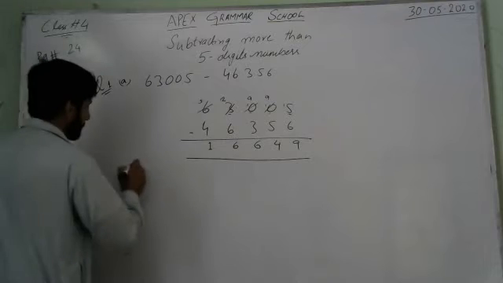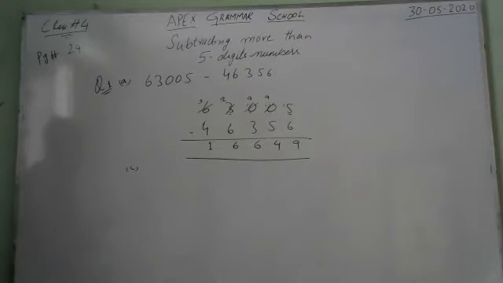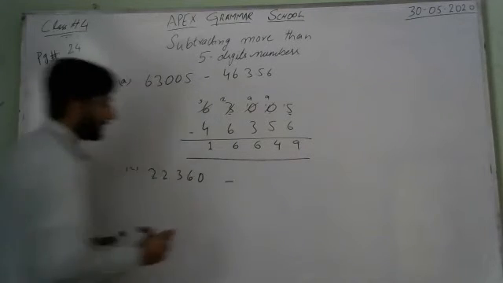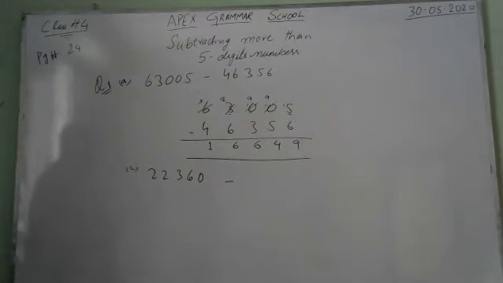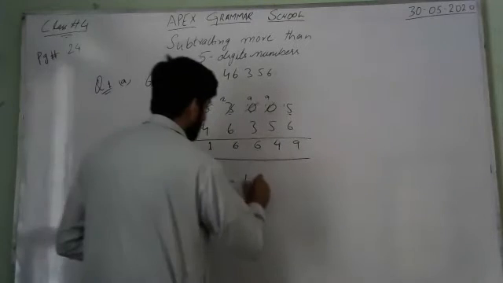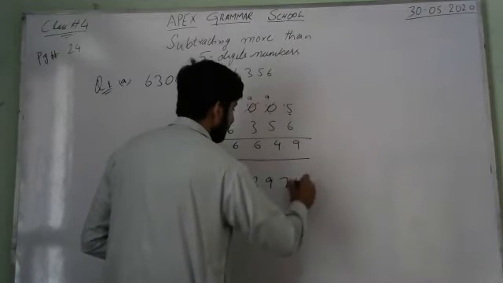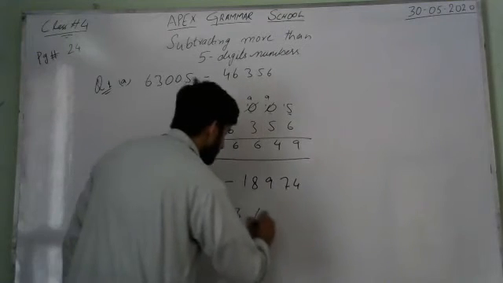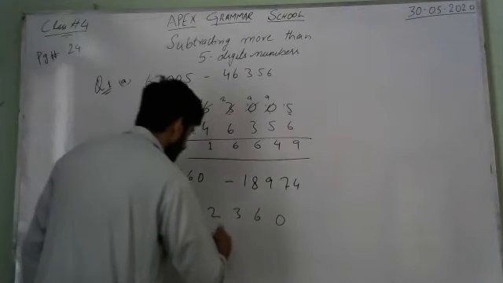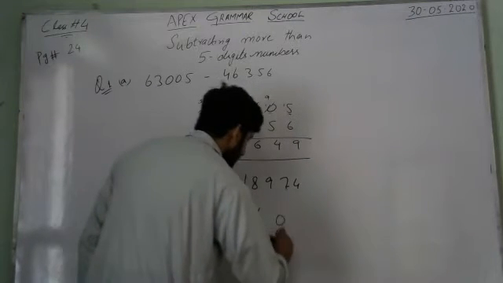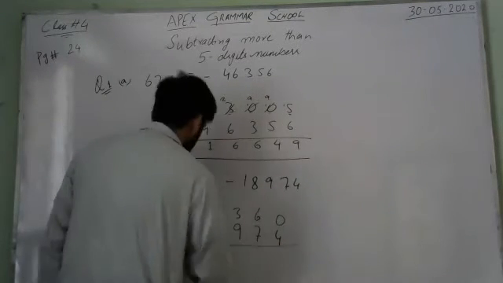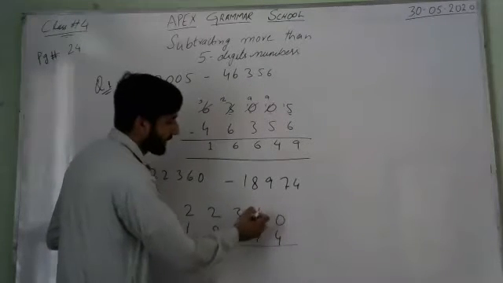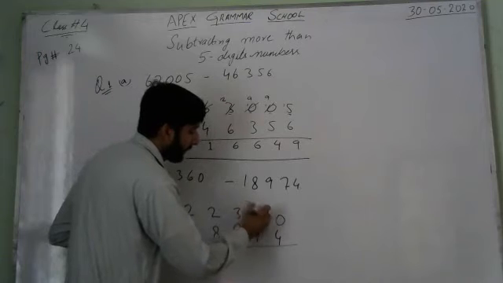C part of this question is 22360 minus 18974. Same process. Again, from the extreme right side, the first digit is 0 and the lower digit is 4. So we will take carry from the previous number. It becomes 5 and 0 becomes 10.